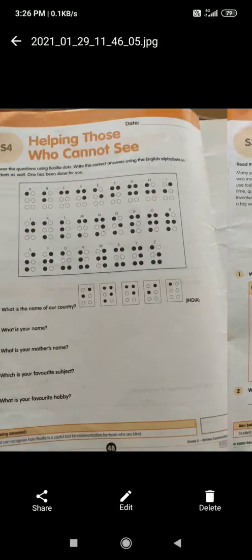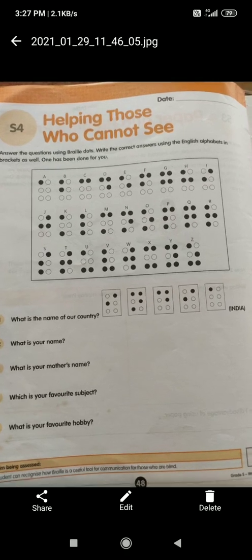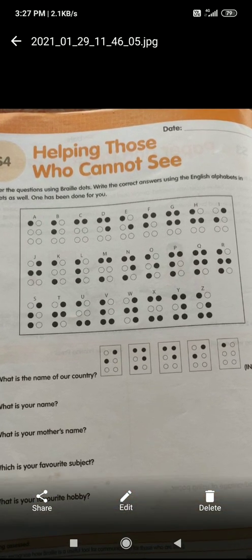Now all of you open your LP S4 page number 48. Today's date. Here, helping those who cannot see. Answer the question using Braille dots. Here you can see the dots, the pattern you can see.